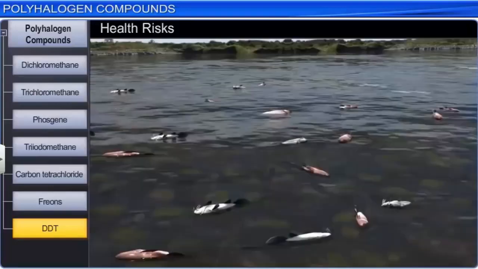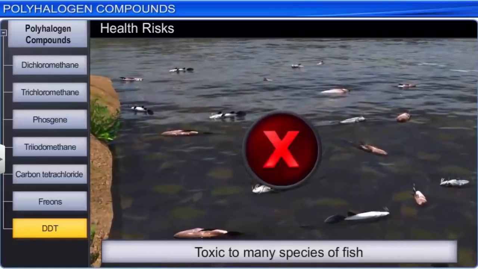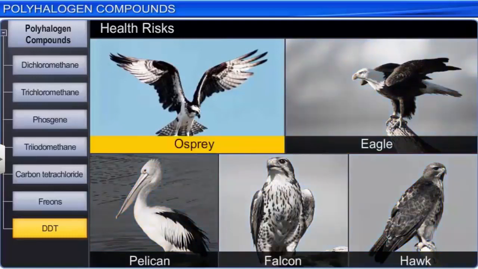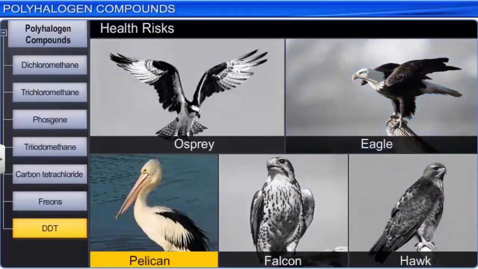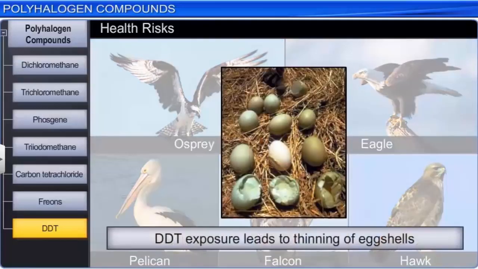DDT is toxic to many species of fish. For certain species of birds, such as ospreys, eagles, pelicans, falcons, and hawks, DDT exposure leads to thinning of eggshells, causing serious population declines.